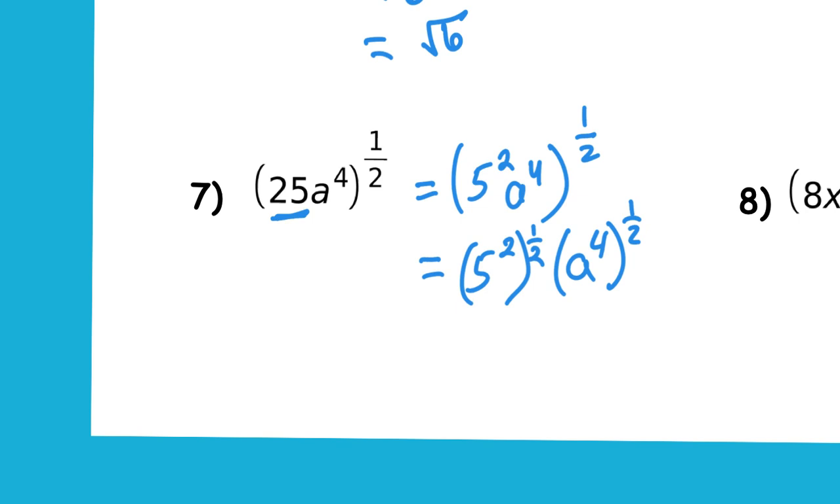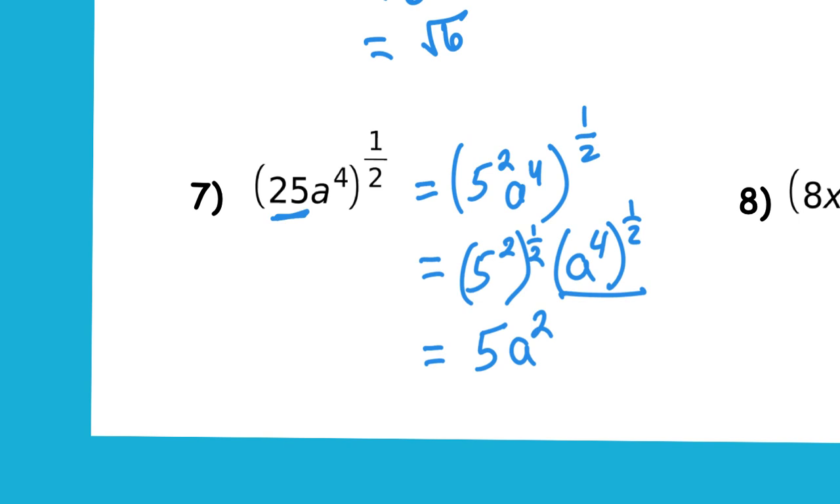So let's deal with the 5 alone. Power to a power, multiply them. What's 2 times 1/2? 1. So 5 to the 1 is 5. Now for the a, what's 4 times 1/2? 2. So a squared? Yep.